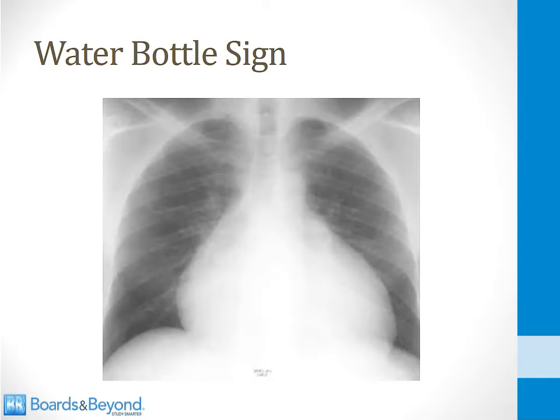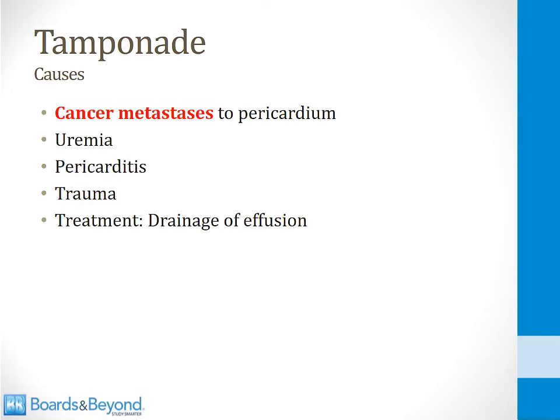The water bottle sign is the classic chest x-ray finding of a pericardial effusion. The heart becomes enlarged and looks like a water bottle. This is a non-specific finding. You can see an enlarged heart like this in many conditions, but this is what's seen in a pericardial effusion and tamponade. There are many causes of tamponade.